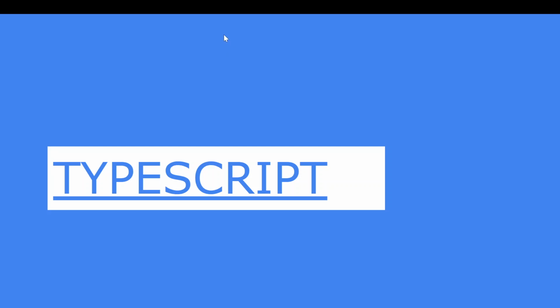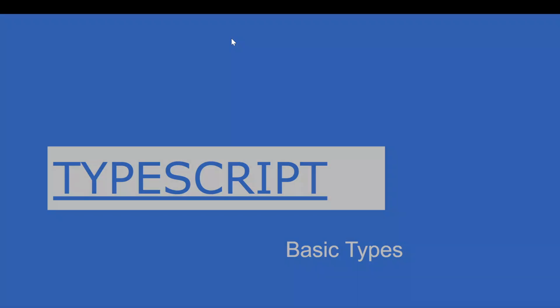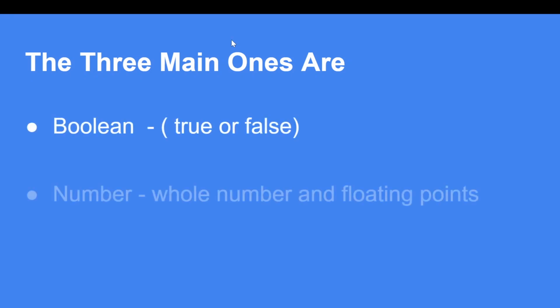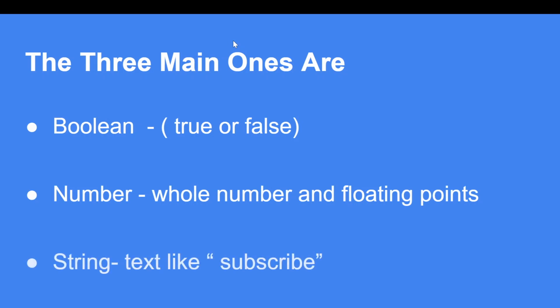In this video, we're going to be looking at TypeScript basic types and how to use them. So let's get into it. TypeScript has support for some primitive types. The three main ones are the Boolean, which is true or false, the number, which is a whole number or floating point value, and the string for text like subscribe.